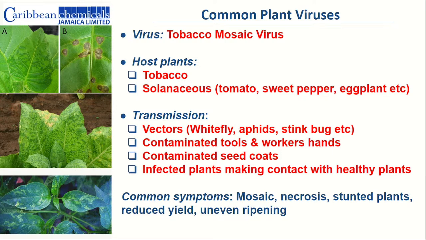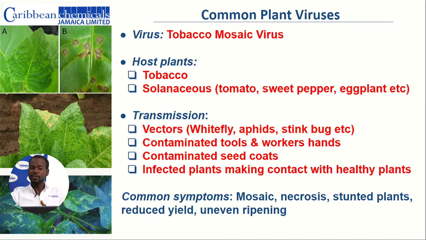As you see, how viruses are named is basically by the first crop in which they identified that virus and the symptoms that come with it. So this virus was first found in tobacco and it gave mosaic symptoms, hence the name tobacco mosaic virus. But as you can see, it will affect other solanaceous crops. So we're talking about your pepper, both sweet and hot, your tomato, eggplant, any other solanaceous. And you have some weeds within the solanaceous family, so those can be affected as well.